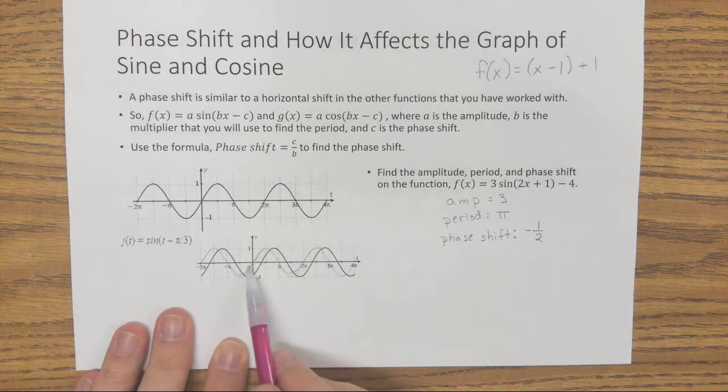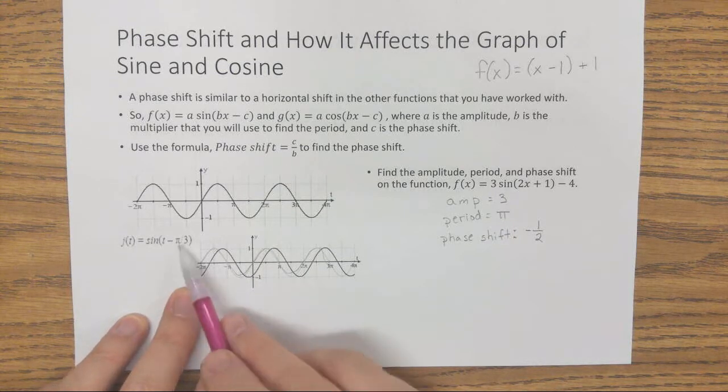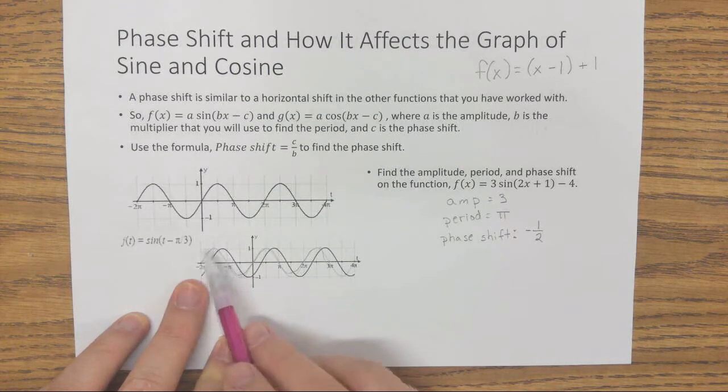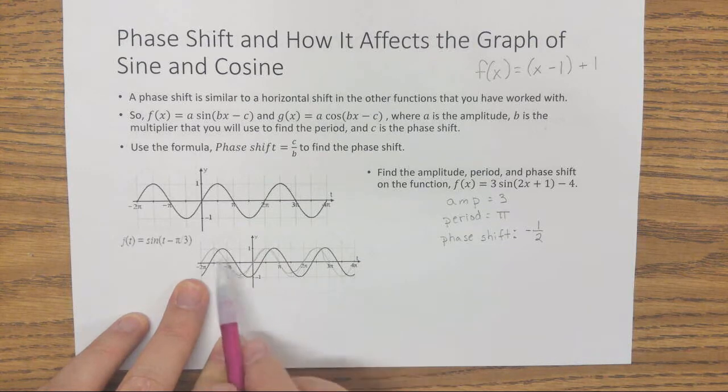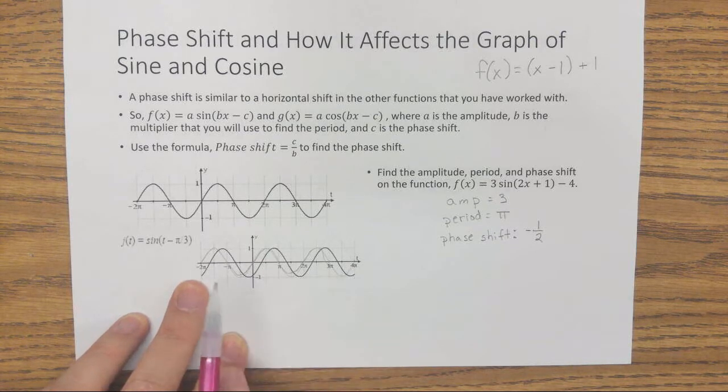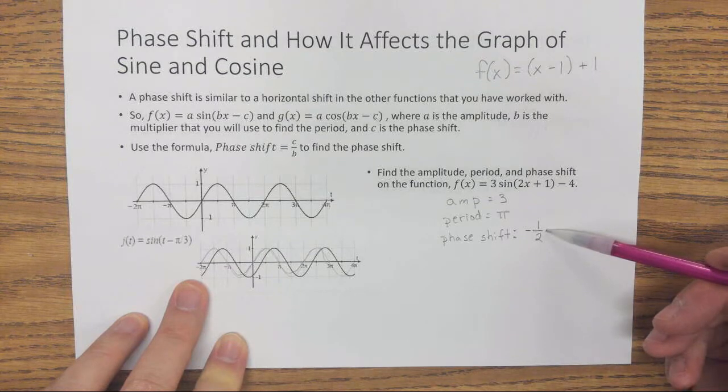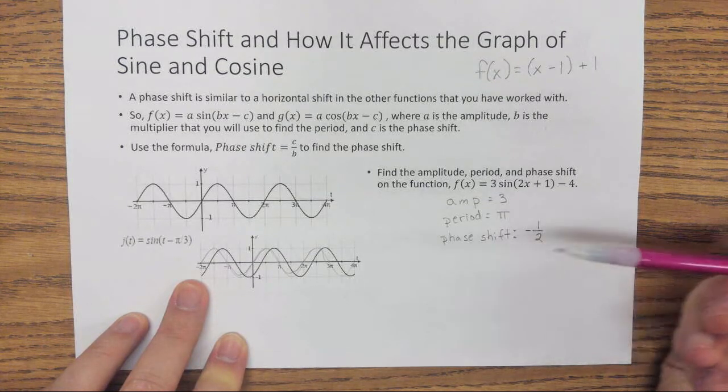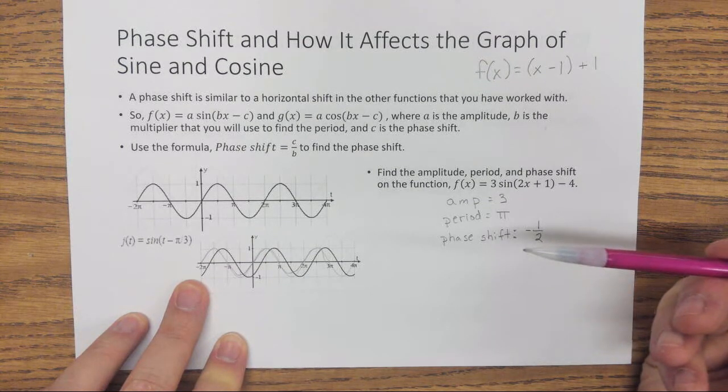And all it did was, you could see that the solid line is this function. It shifted it over pi over 3. So it went to the right pi over 3. This one that we did over here would move it to the left 1/2. Okay.